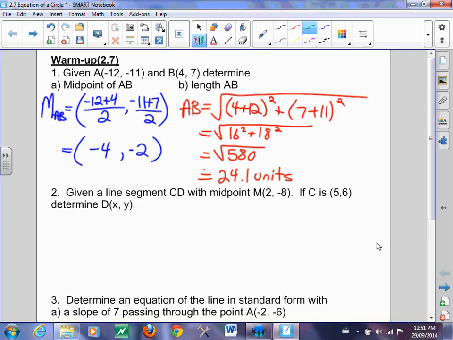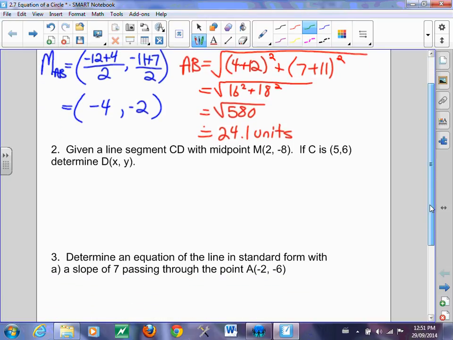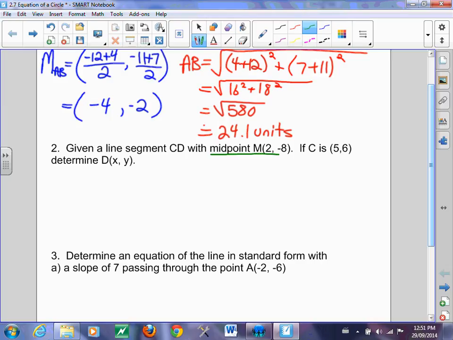Okay, let's take a look at question number 2. Given the line segment CD with midpoint, oh, I give you the midpoint, so that's that tricky one. If we give the C ordered pair, find the D ordered pair. So remember, we set up the midpoint formula, usually with the midpoint on the left equals the addition of the two points and divided by 2. But the midpoint's given this time, so we need to put 2 and negative 8 on the left. Equals, what do we know on the right? We know only one of the ordered pairs, so it's going to be x plus 5 divided by 2 and y plus 6 divided by 2, because we only know the C. We do not know the D. That's what we got to try to find.